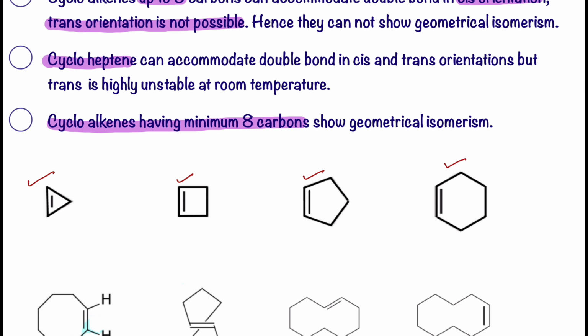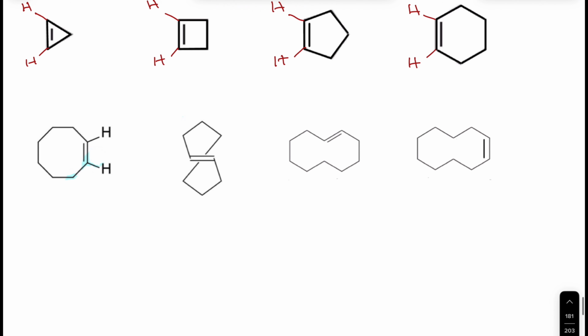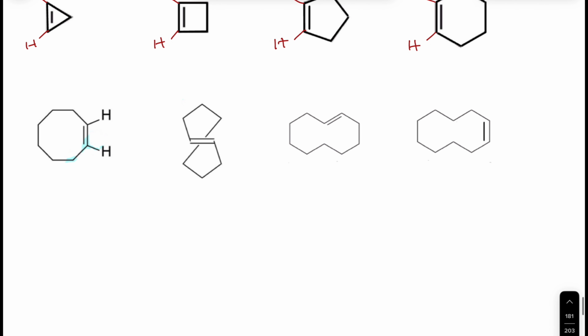If you see, in all these cycloalkenes, only cis orientation of the double bond is possible. You can see the hydrogens are on the same side of the double bond, therefore this orientation is said to be cis orientation, but a trans orientation is not possible. Why is trans orientation not possible? Let me explain with the help of cyclobutene.